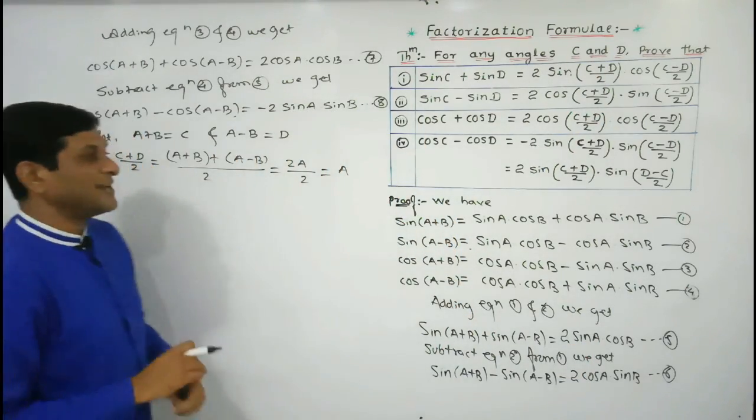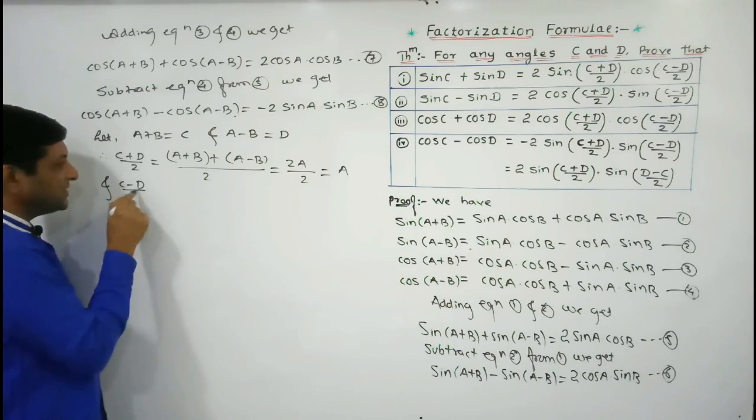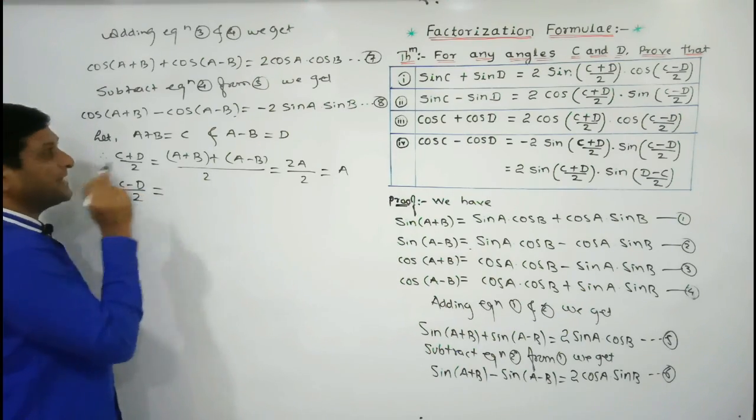Let us check what is the value of (C-D)/2. And (C-D)/2 will be equal to, replace C by its value.